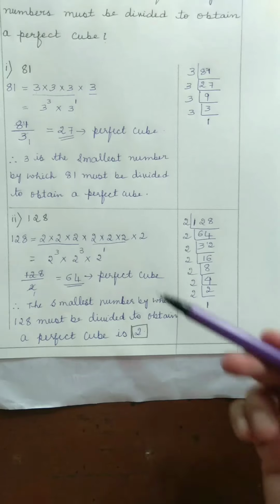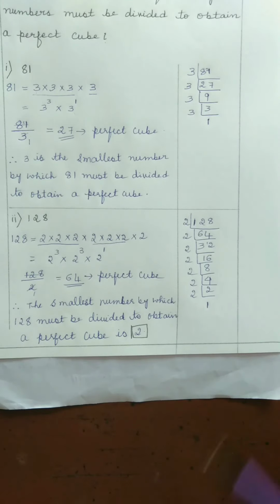So, children, this is the answer. 64 is obtained as a perfect cube when we divide 128 by the smallest number 2, which does not appear in a group of 3. Then, the smallest number by which 128 must be divided to obtain a perfect cube is 2. This is the answer.